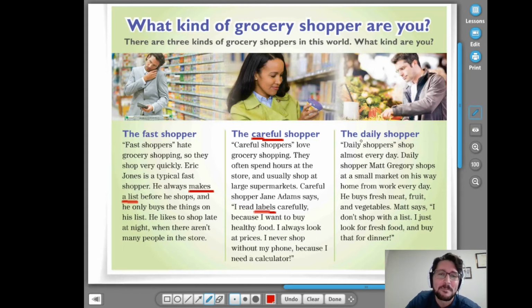Let's keep going. Daily. Daily, I think you should know this one probably. Right? Daily, what does it mean? Daily and every day, the same meaning. Something you do every day, something you do daily, right? I brush my teeth daily, right?